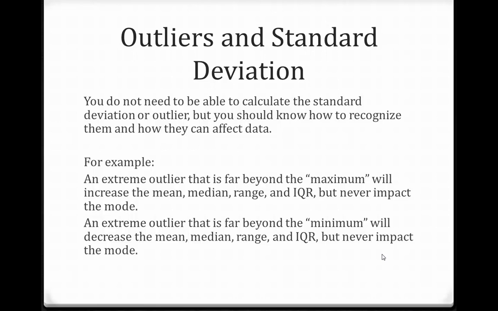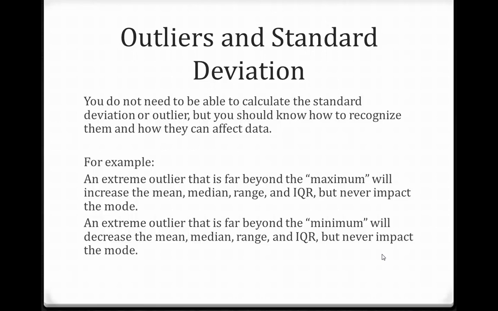When it comes to outliers and standard deviation, you do not need to be able to calculate either of these, but you should know how to recognize them and how they can affect data. For example, an extreme outlier that is far beyond the next highest number, I use maximum in quotations there to represent that, will increase the mean, median, range, and interquartile range, but never impacts the mode.